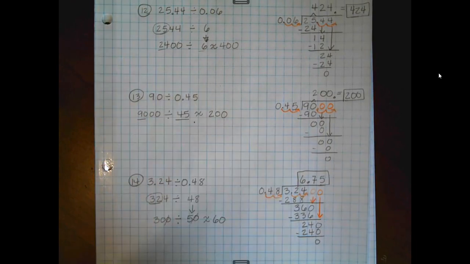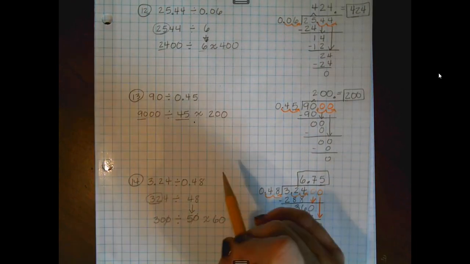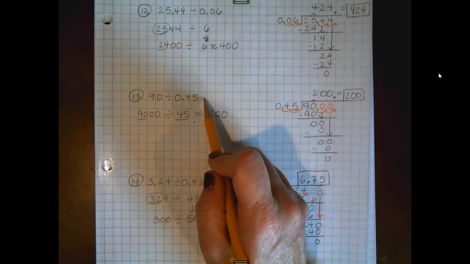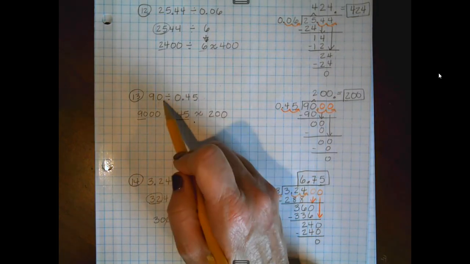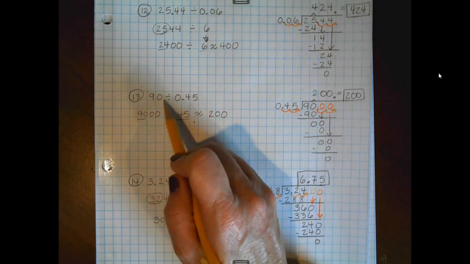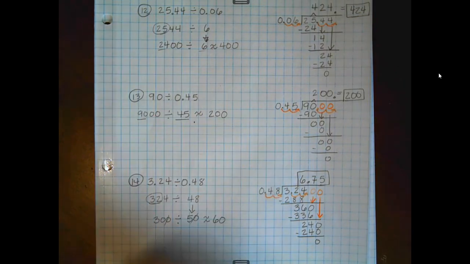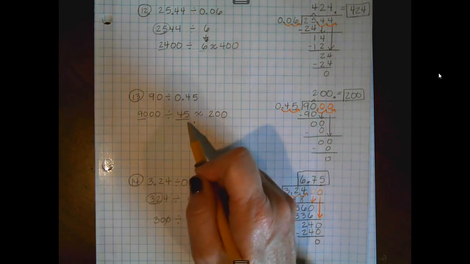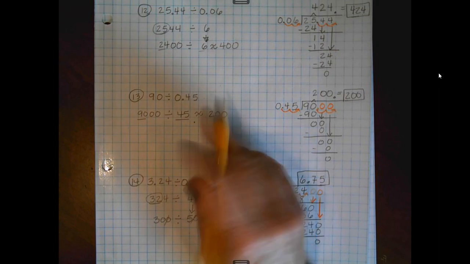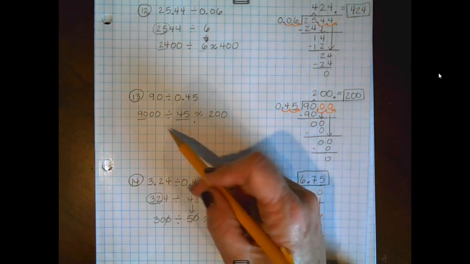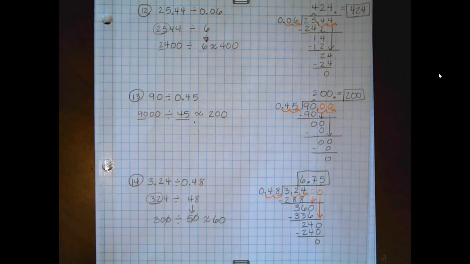90 divided by 45 hundredths. Again, to get my quick estimate, I'm going to have to move the decimal 2 places to the right to get it out of the divisor. When I do it with the dividend, I'm actually mentally annexing that decimal point, moving it 2 places to the right. So 90 becomes 9,000. When I look at this, I get a quick estimate, which actually is the answer of 200. 9,000 divided by 45 is 200.